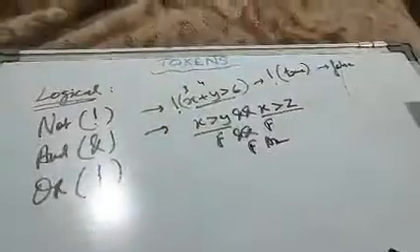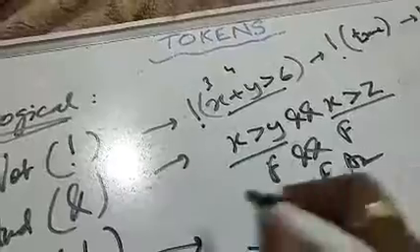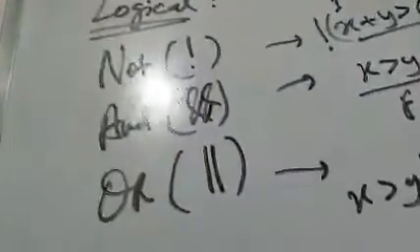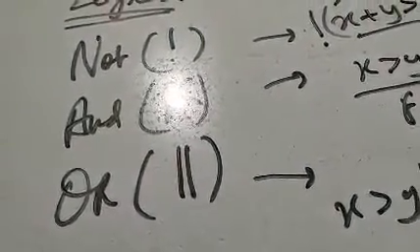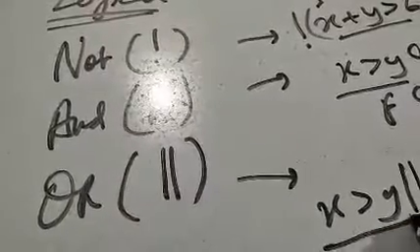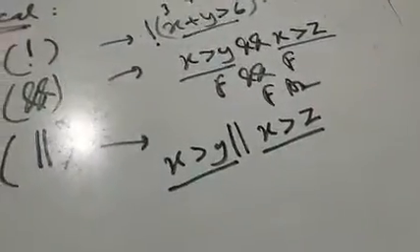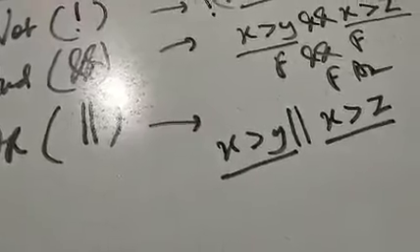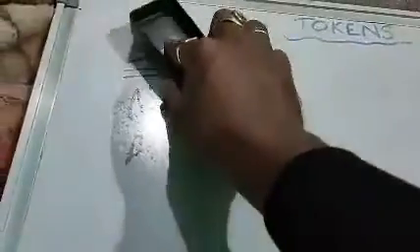Then we have the OR. In the previous case, I used double ampersand, not a single ampersand. So OR will be double pipe, X greater than Y, OR X greater than Z. That means either X is greater than Y or X is greater than Z or both. That is the meaning. Okay, that's a logical operator. Please go through your textbook so that you'll be able to understand even better.